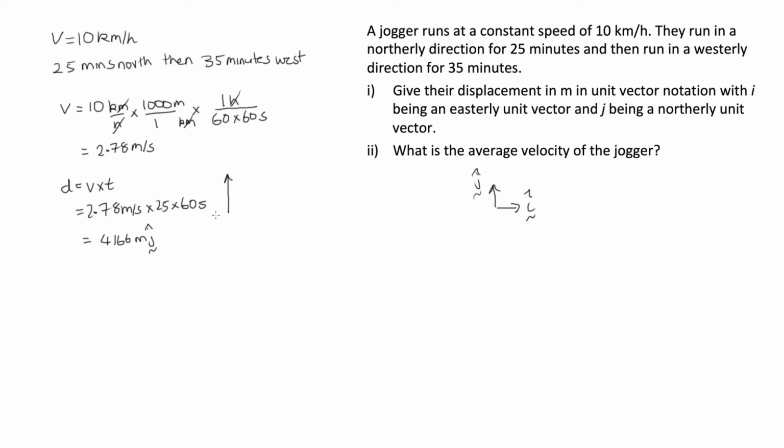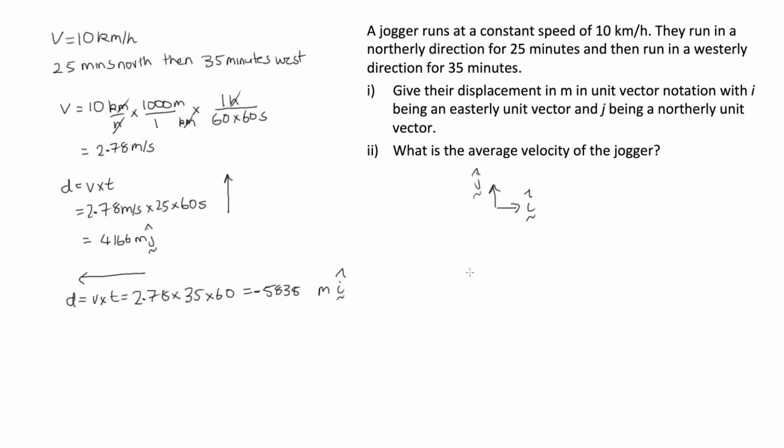So we've got the initial distance, and now he runs for 35 minutes west. So west is in this direction. And so we use distance is equal to velocity times time again. The velocity is still 2.78. The time is now 35 minutes. So that's 35 times 60 to get it into seconds. And solving that, we end up with 5,838 meters. But what we're going to need is a displacement, which is a vector. So this is going in the negative I direction. So we'll put a negative there, and then we'll put an I after it.